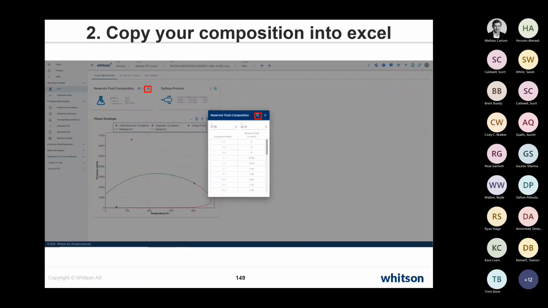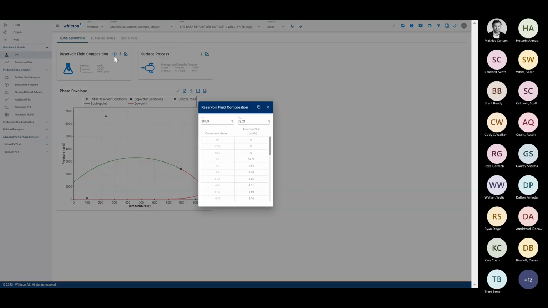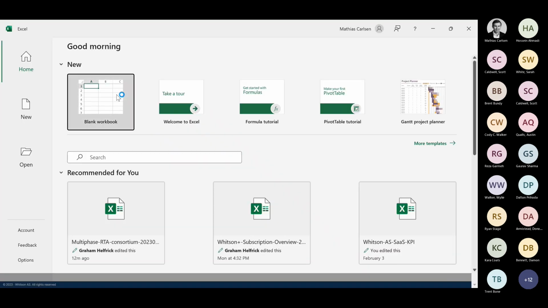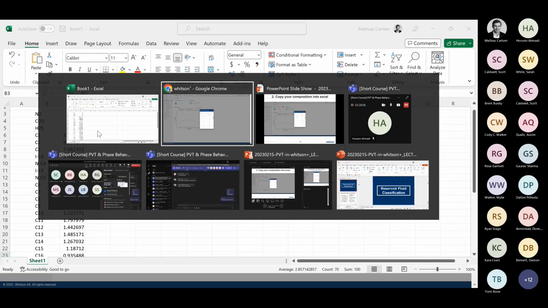What I'd like all of you to do now is that in the reservoir fluid composition card, there is this view fluid composition. So if you click this button, you can see the reservoir fluid composition right here. And if you copy this, you can bring this into, for instance, Excel. And that should just be for you to copy paste this into a blank worksheet like this. Okay. So everybody saw that.